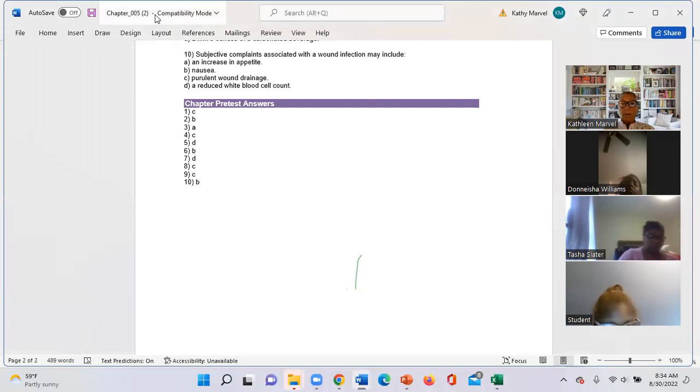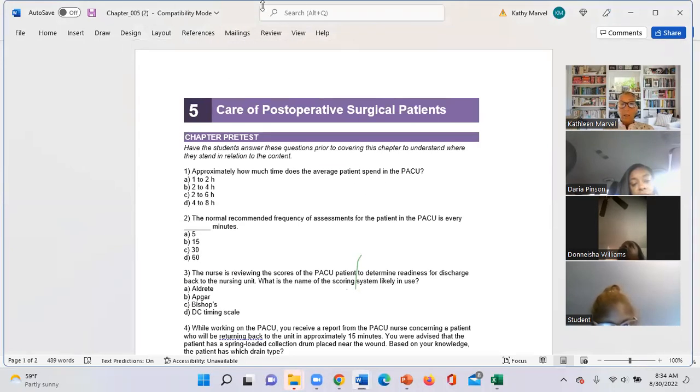And then the last chapter I want to go over real quick is your first reading. It's chapter 5, care of post-op surgical patients. That is pages 83 to 99, which is pretty much the chapter. So let's go through your knowledge on this.